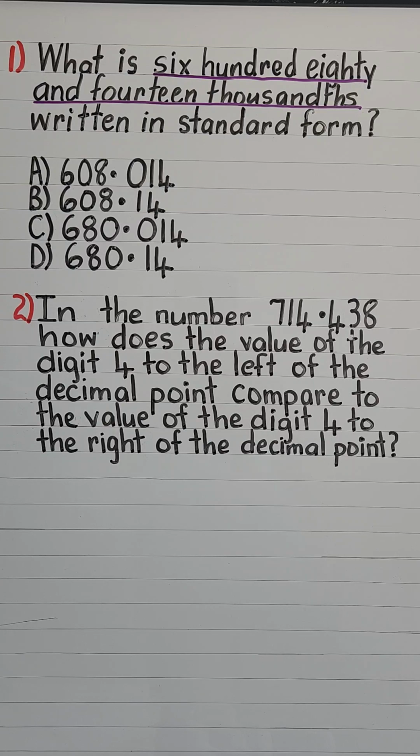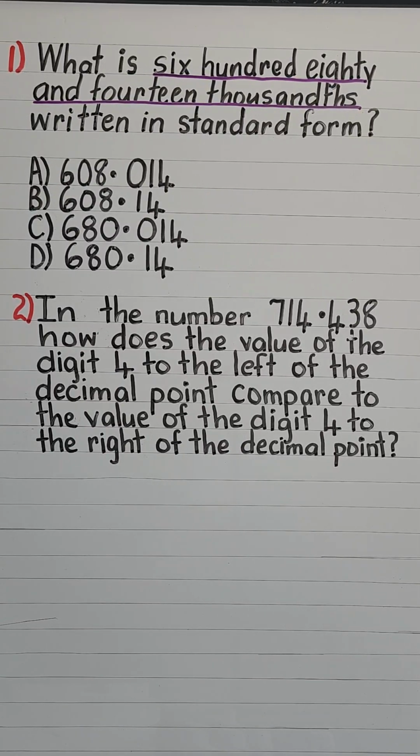So first example is a multiple choice. Our topic for today is place value. Our first example is multiple choice. What is 680 and 14,000 written in standard form? So we have already underlined the important details that we need to solve this problem.